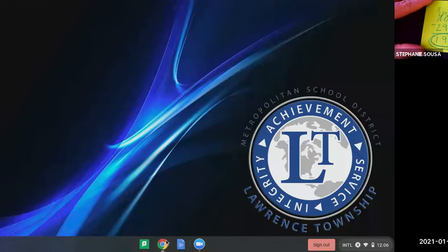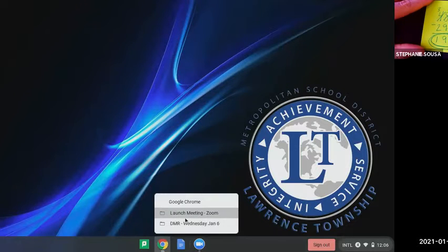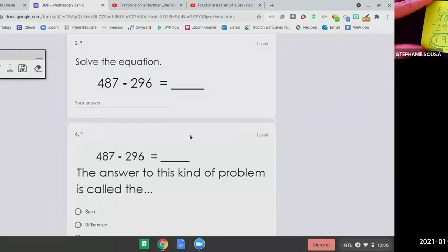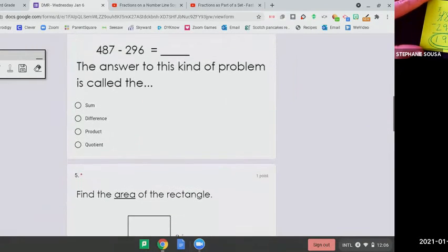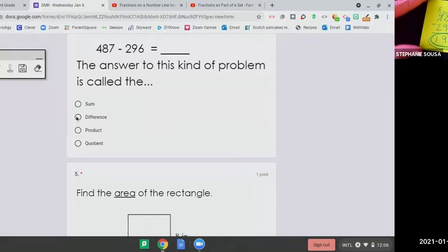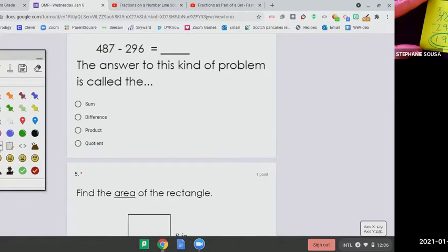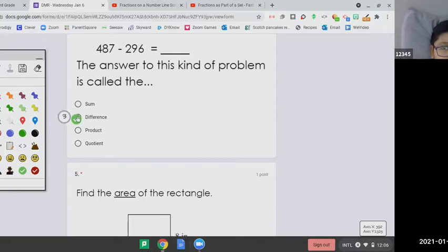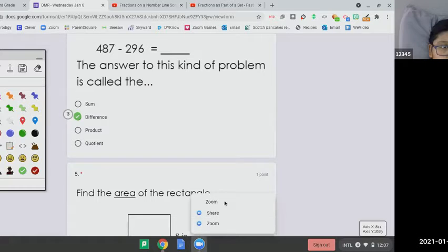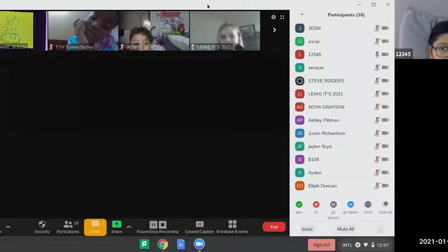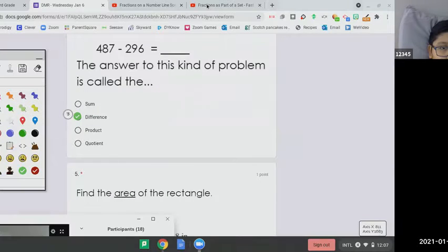Questions? No? Okay. All right. The answer to this kind of problem is called the difference. A difference is the answer to a subtraction problem, so you should have selected difference. Questions on that one? Okay. Pull you guys down here so I can see faces.